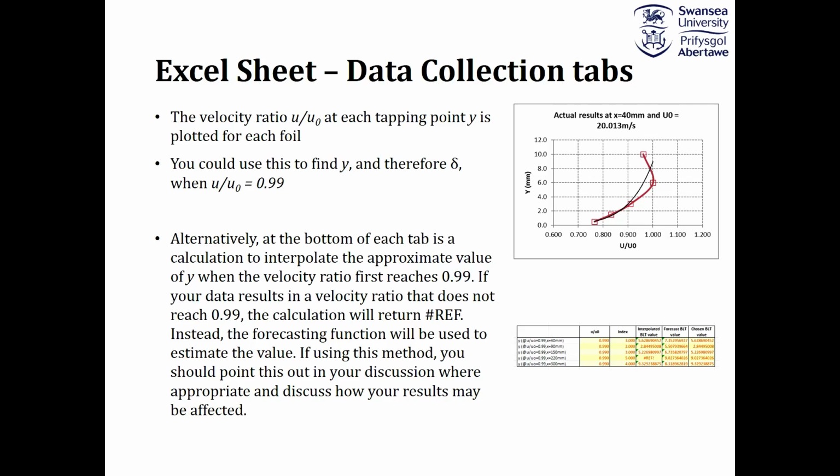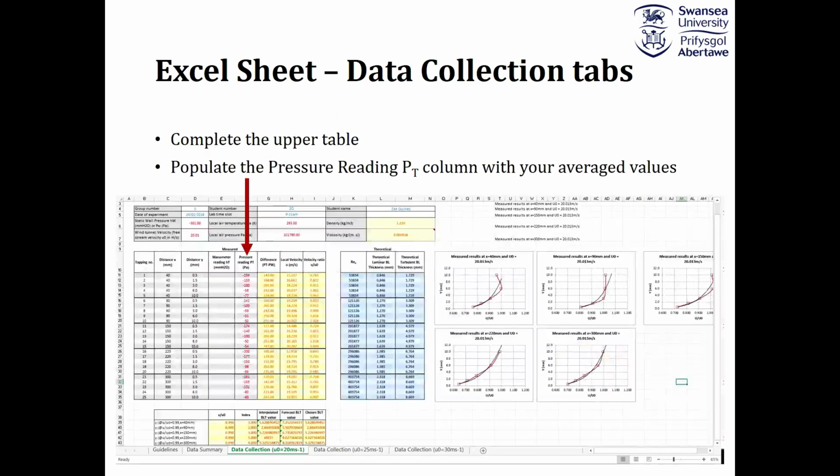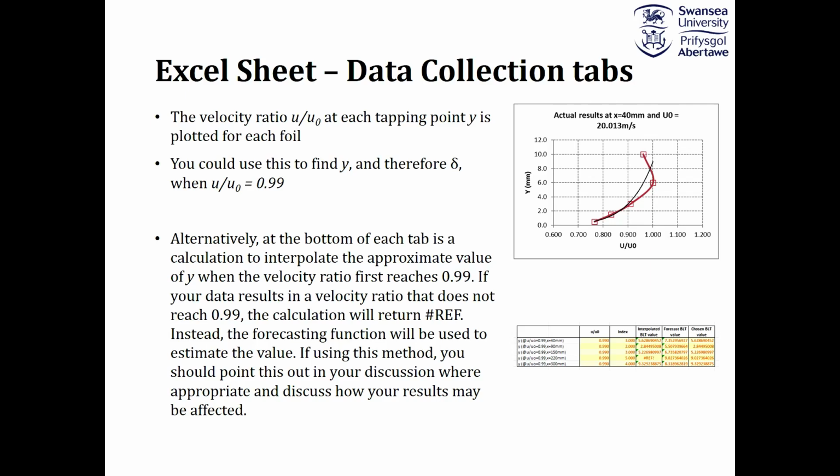Okay, so those 5 graphs plot one of those velocity profiles for each of the little foils on the boundary layer plate. At each foil, you can read off from the graph the point at which it crosses 0.99, and that is your boundary layer thickness. Alternatively, this little table at the bottom of the spreadsheet does that calculation automatically. I'm perfectly happy for you to just read off the graph if that's what you want to do.